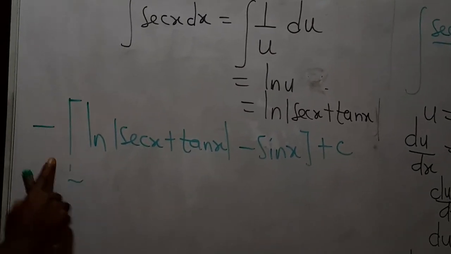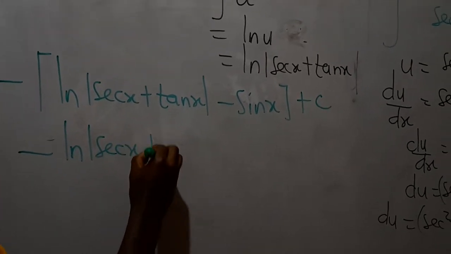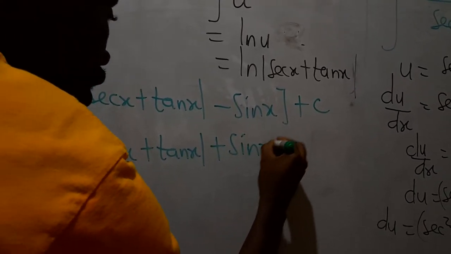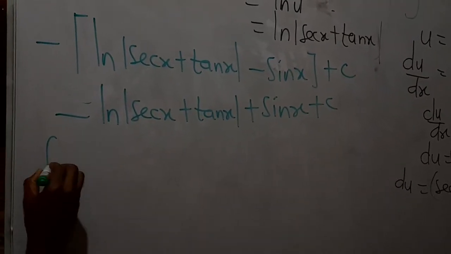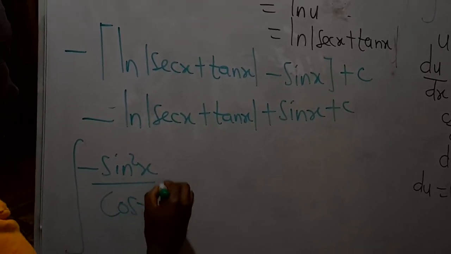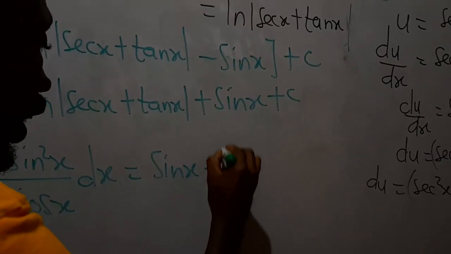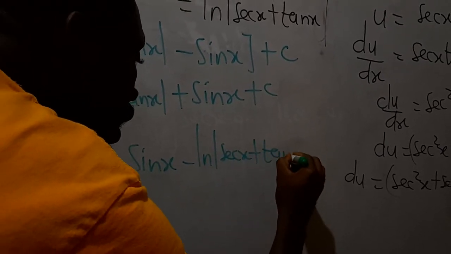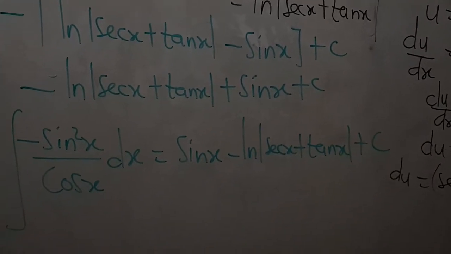We can expand this bracket. So we get minus ln absolute value of sec x plus tan x, then plus our sin x plus c, which we can rewrite. So we can say that the integral of negative sin squared x over cos x dx will be equal to, I can rewrite this first, sin x minus ln of absolute value of sec x plus tan x, then plus our constant. I hope you get that.